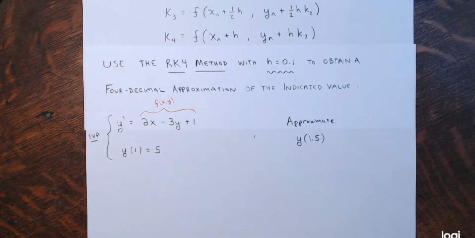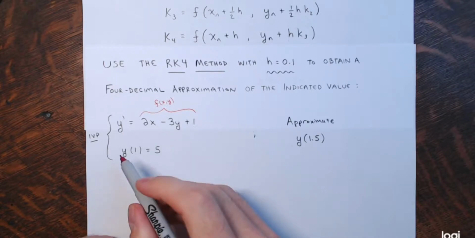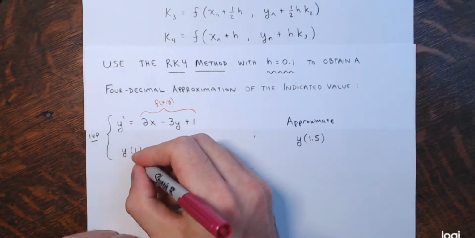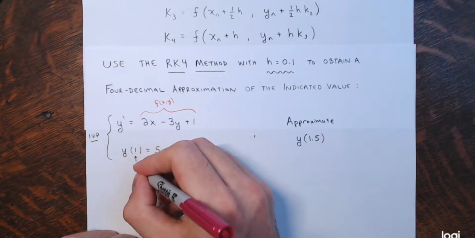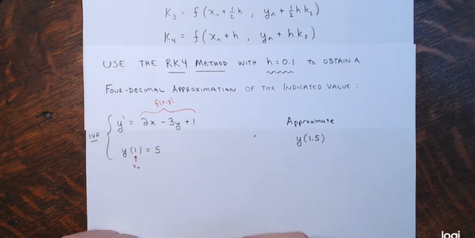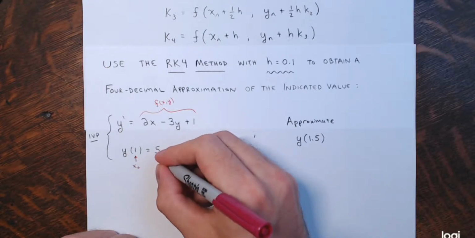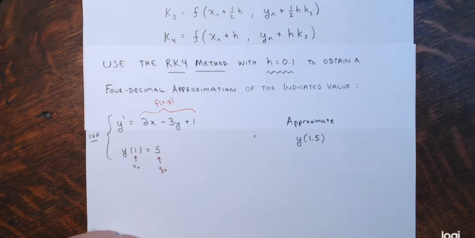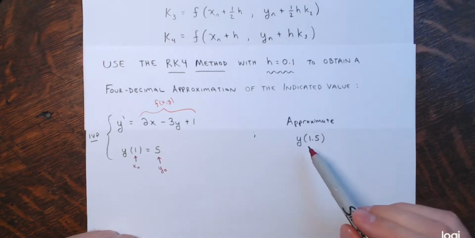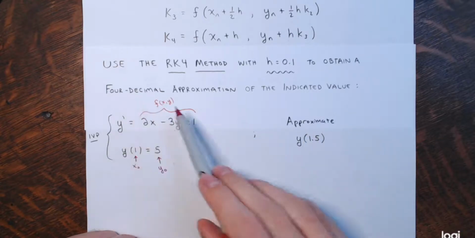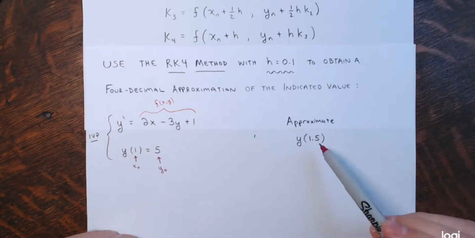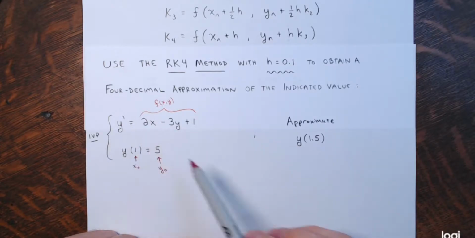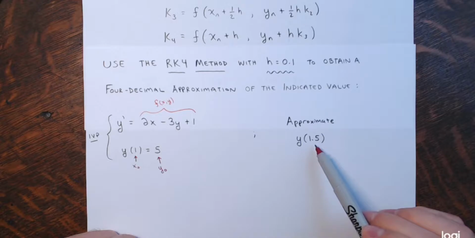And the initial condition is, the value of y at 1 is equal to 5, right? So this 1 is x sub 0, the initial x value, and this 5 is the initial y value, y sub 0 or y naught. And then we're asked to approximate, to 4 decimal places, the value of y, the function that satisfies this, at 1.5, when x equals 1.5.